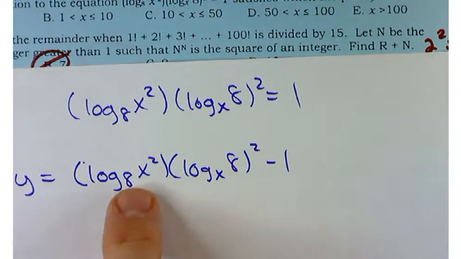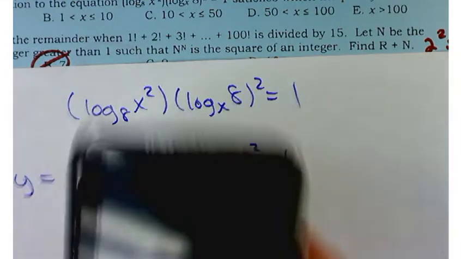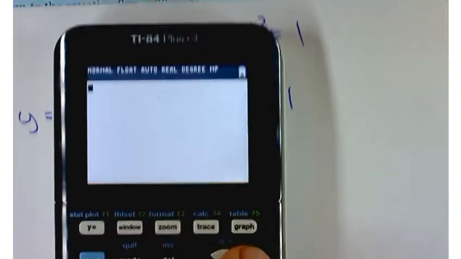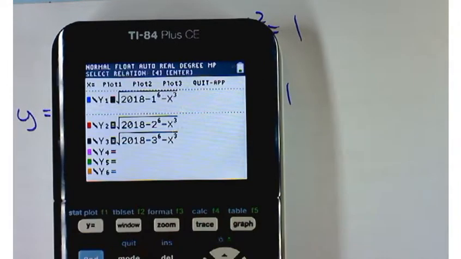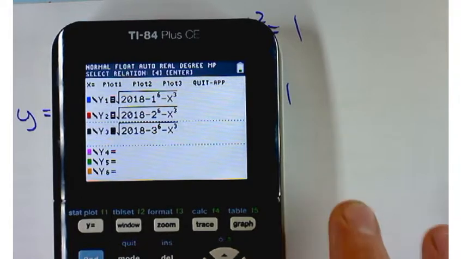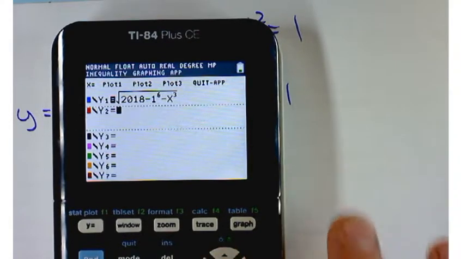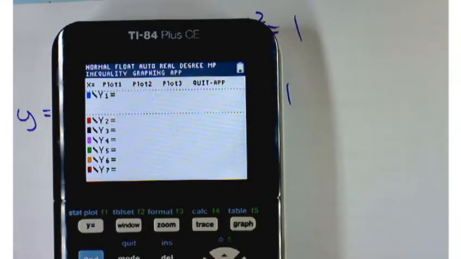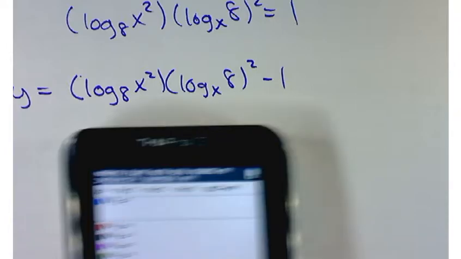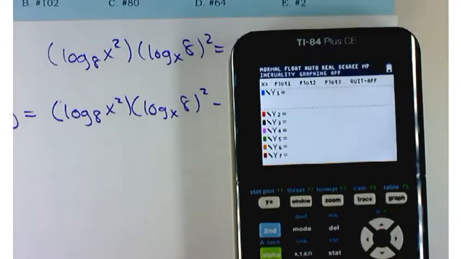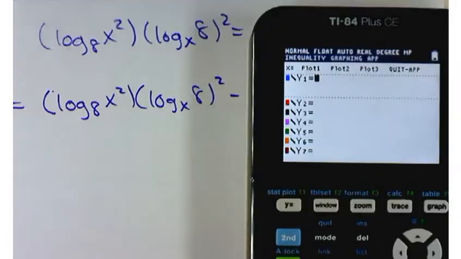The only tricky part you're going to face is dealing with the log of a particular base, like this. Let's see if we can't handle that. So let's go back to our equation editor. So y equals, let's clear out all the stuff from the last problem. So clear, and clear. And then we're going to type in this equation. Zoom out a little bit, not too much. There we go.